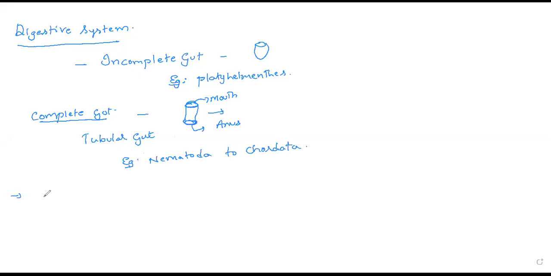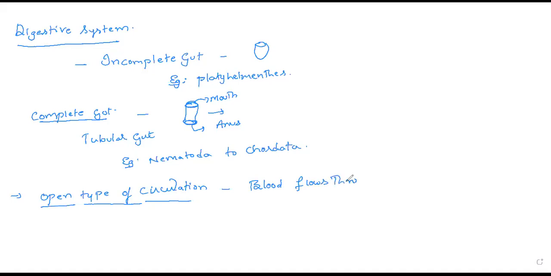Next one, blood vascular system, that is open type of circulation. In the open type of circulation, the blood is not flowing through the blood vessels. Blood flows through the sinuses. In open type of blood vascular system, blood flows through sinuses. Open type of circulatory system is seen in arthropoda.